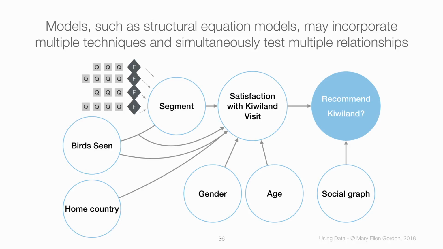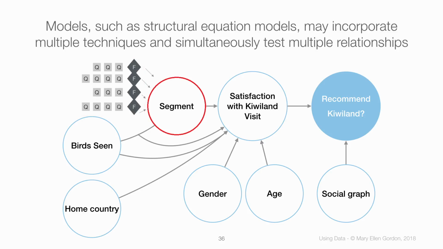So far, we've been discussing each of these approaches individually, but they're often used in combination. For example, models such as structural equation models can incorporate multiple techniques simultaneously and test multiple relationships. This is one example of that. We've already seen how we can take individual questions and use them to create factors, and then we can take the factors and use those to create segments.